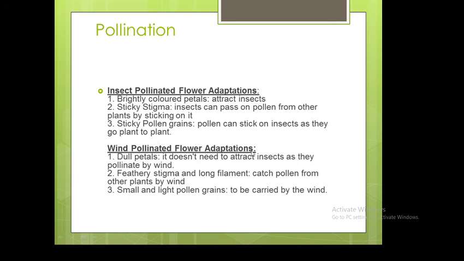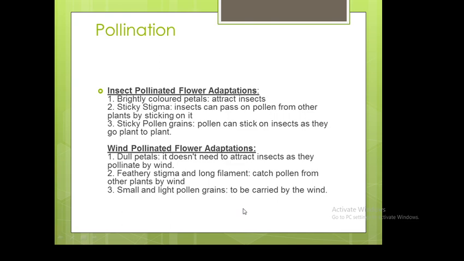Wind pollinated flower adaptations: they have dull petals, which they don't need to attract insects as they are pollinated by wind. Feathery stigma, the stigma is feathery and long, and long filaments, okay, to attach the pollen from other plants carried by the wind. Small light pollen grains to be carried by the wind.